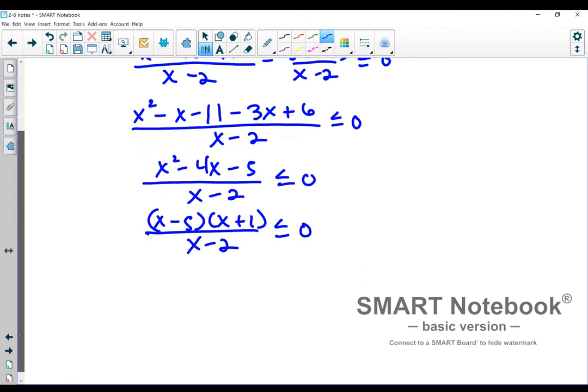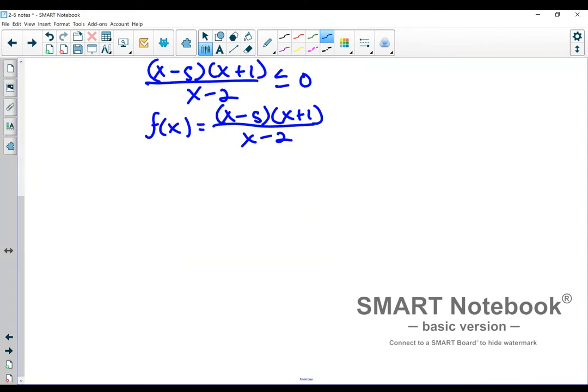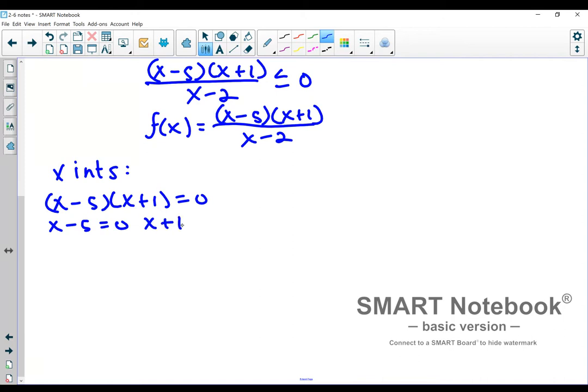So I am definitely going to now just let f of x equal that fraction, that rational function, (x minus 5)(x plus 1) over x minus 2. And we're going to go through all those graphing steps. So my x-intercepts come from the numerator. So I'll have (x minus 5) times (x plus 1) equals 0. So my x-intercepts are 5 and -1.